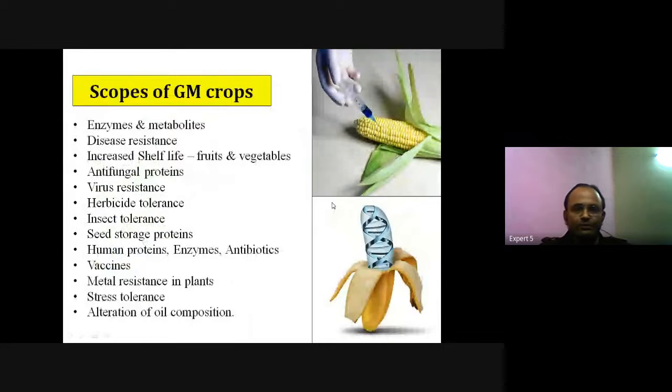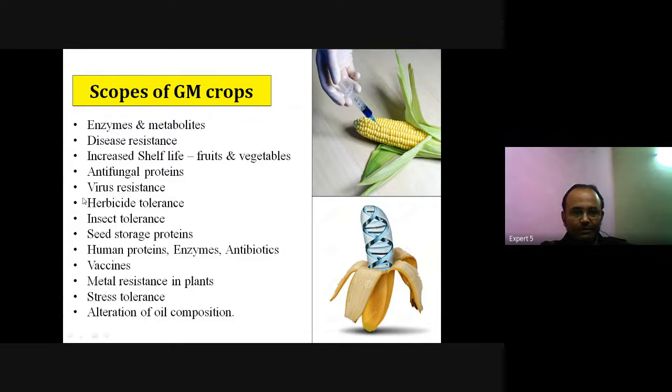These are some scopes of genetically modified crops. Genetically modified crops can be developed for the production of specific enzymes and metabolites, and for disease resistance capacity. They are also produced for increasing the shelf life of different types of fruits and vegetables, just like the Flavr Savr tomato. Flavr Savr tomato is a particular approved variety of tomato having a longer shelf life.